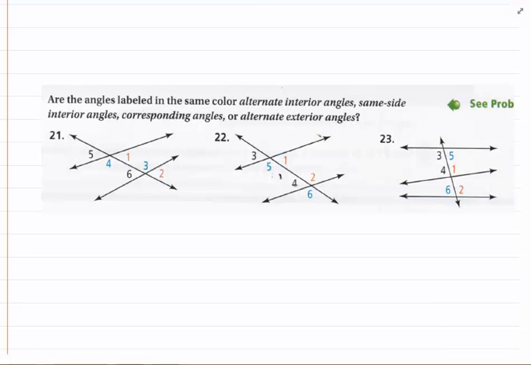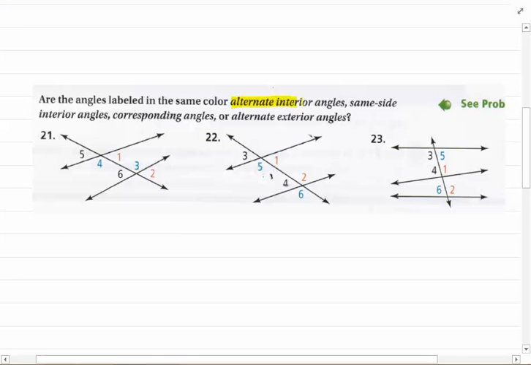Now let's look at some different types of angles here. A little review from algebra. What are alternate interior angles? That could be angles 4 and 6, 1 and 6, 5 and 2, and 1 and 4. And then 3 and 4, and 5 are all alternate interior angles.